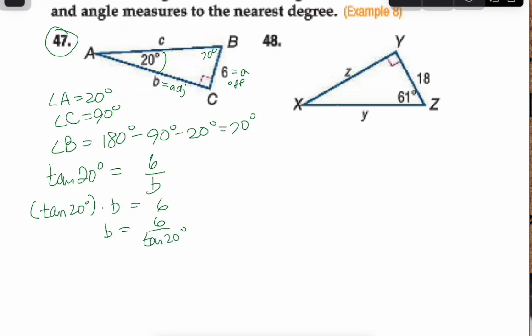Now, we know that b should be bigger because it's across from a 70-degree angle. And so if we do that calculation and we round to the nearest tenth like they wanted, 6 divided by the tangent of 20 is 16.5. So just do angle measures to the nearest degree and side lengths to the nearest tenth, unless the instructions say something different.